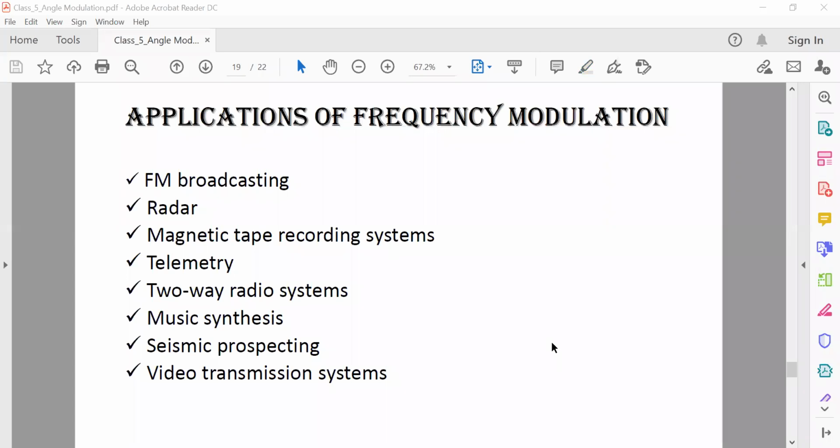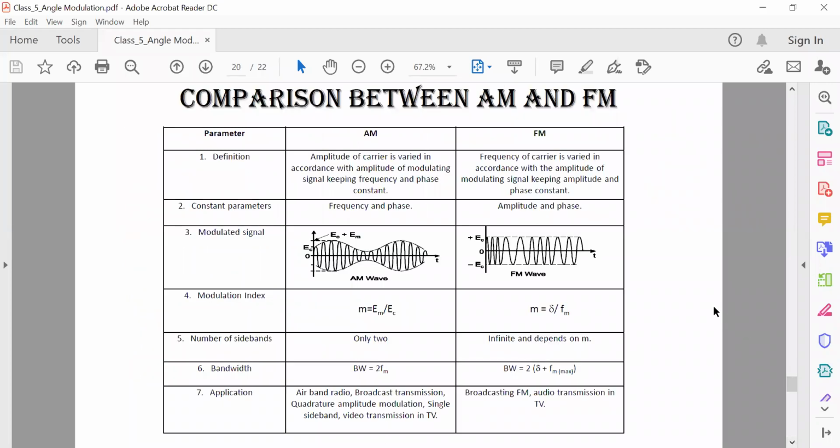Okay, so these are the applications of frequency modulation listed here. And here is the comparison between AM and FM.